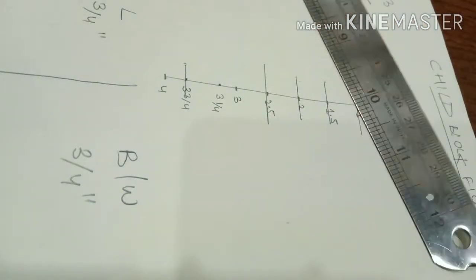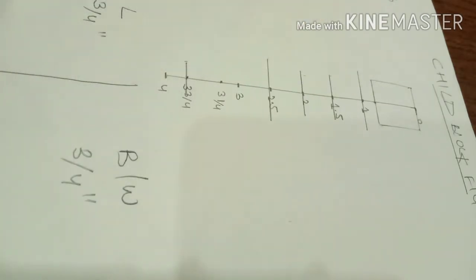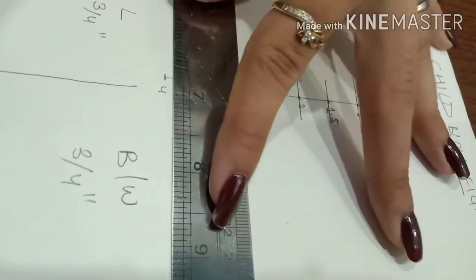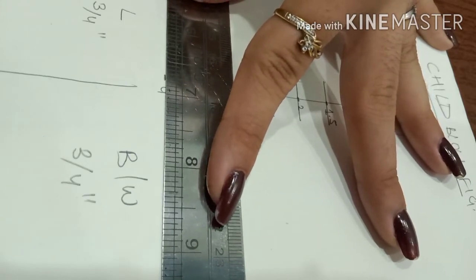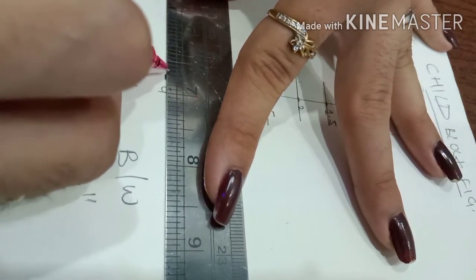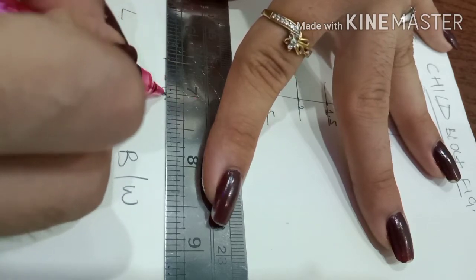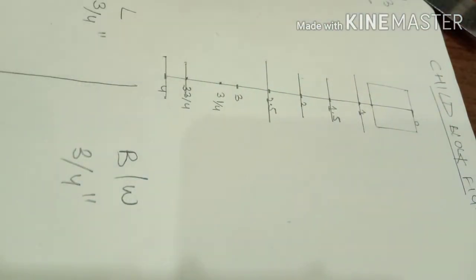And the last is the tip of toe. Tip of toe is half plus 0.2, means half inch plus 0.2, that is 9 plus 2, 11. We will mark 5 on both the sides. After marking all these lines, now we will join.